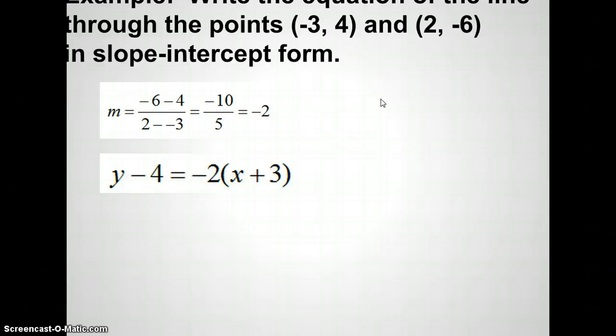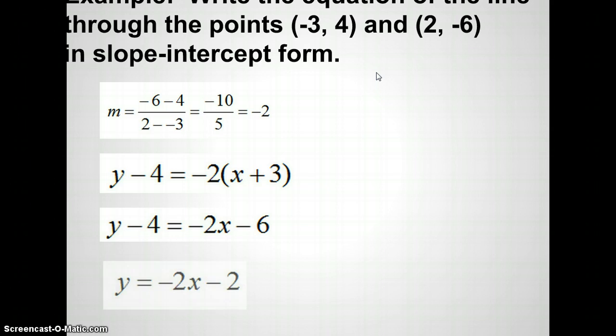Then I'm going to isolate the y because remember the direction said slope intercept form. And I'm going to distribute -2 first. Then I'm going to add 4 to both sides to give me an equation of y equals -2x minus 2. So -2 is my slope. That means it's falling from left to right. And it crosses the y-axis at -2.